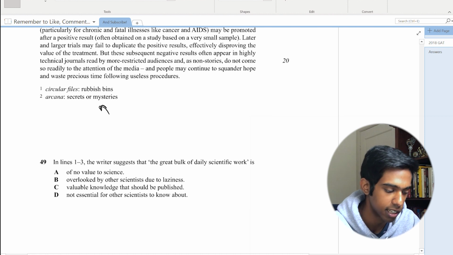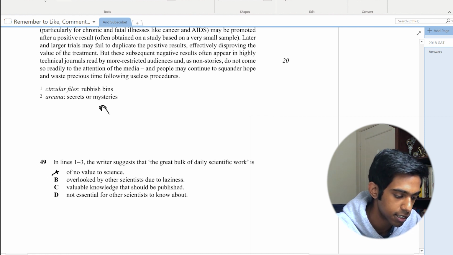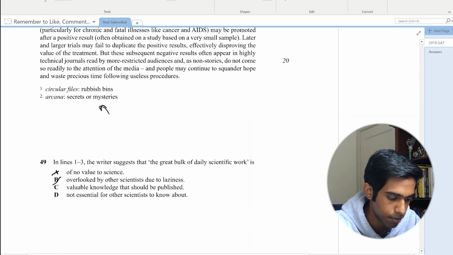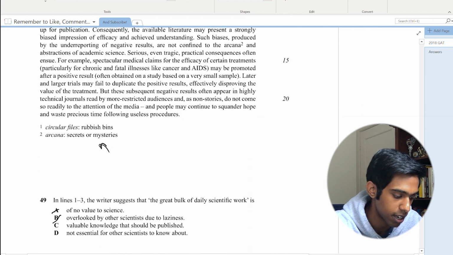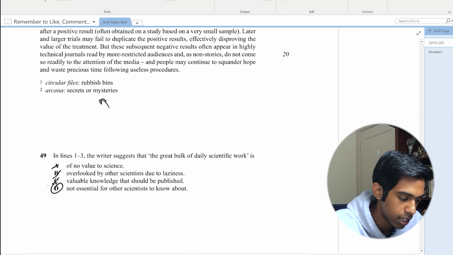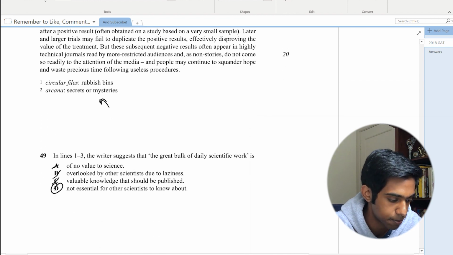The writer suggests that it's not that it's of no value to science, and it is not overlooked by other science due to laziness. And he doesn't suggest here that it's valuable work that should be published, so I do think that this is D. If it's not D, I do think it would be C.